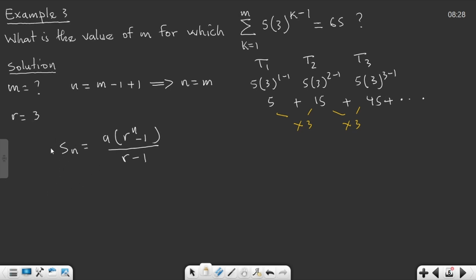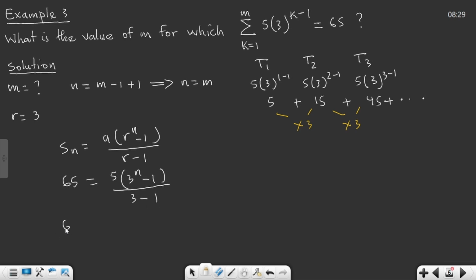So Sn will be replaced with what? 65. We are told that the sum is equal to 65. We are given it. So 65 is equal to, what is A? A is the first term. In this case, A is 5. Can you see that? Then you have, what is R? R is equal to 3 to the power of what? We put n. We are going to solve for n. We don't know n. That's what the question is about. Over 3 minus 1.